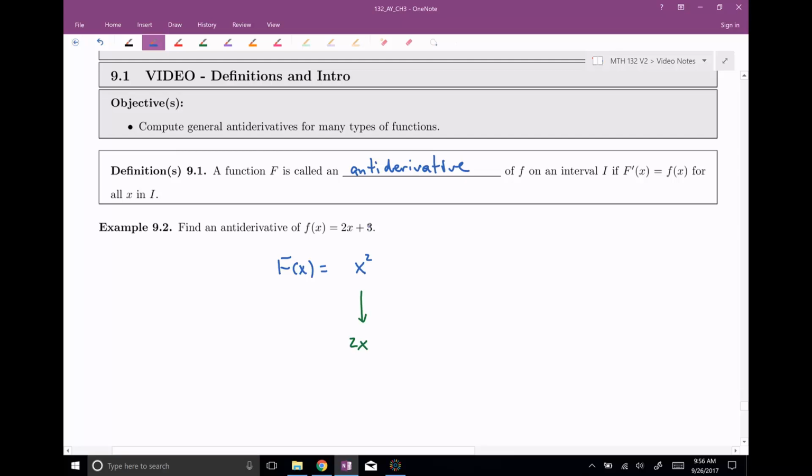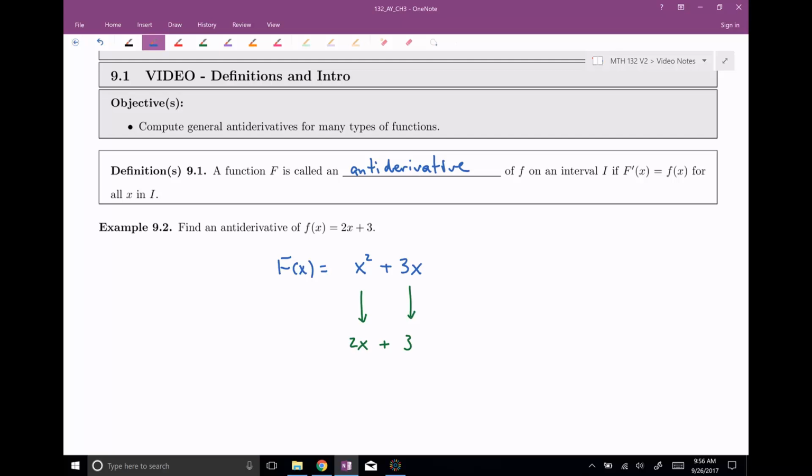What can I take the derivative of, and I would get 3? So let's go ahead and try. I think you would get 3x, right? So if I was to take the derivative of this, I would go ahead and get 3. Remember, we have nice addition and subtraction rules for derivatives. So this right here is an antiderivative, right? When I take the derivative of this, I get little f, this 2x plus 3. So you can see it's kind of like a guess and check sort of deal.